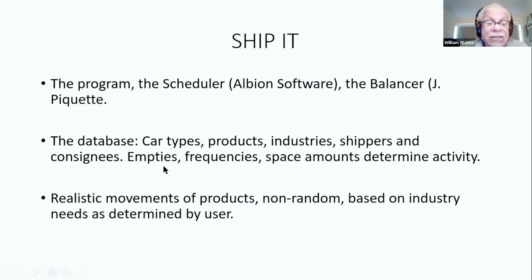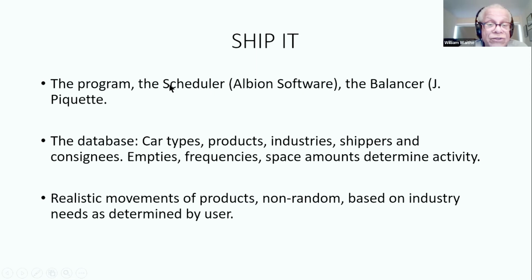How many empties you need, how long it takes to empty a car, for example, what frequency do you want for a particular product, and also the amount of track space you have to accommodate cars is part of the determinant of the activity. So with this database, you can determine the amount of activity you want for any product and for any industry. Now, creating a database is not difficult. You make up what you want, but then you submit it to the software.